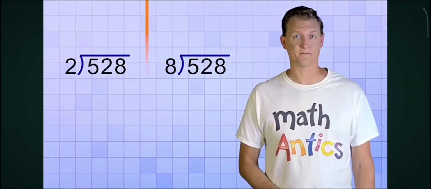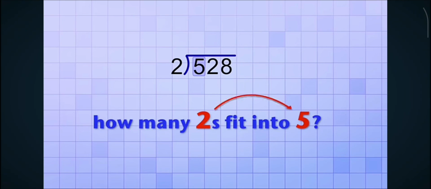division process. To solve this first problem, we start by asking, how many 2's does it take to make 5 or almost 5? Or you can think of it as how many 2's will fit into 5. And it's easy to see that the answer is 2. So we put a 2 as the first digit of our answer.